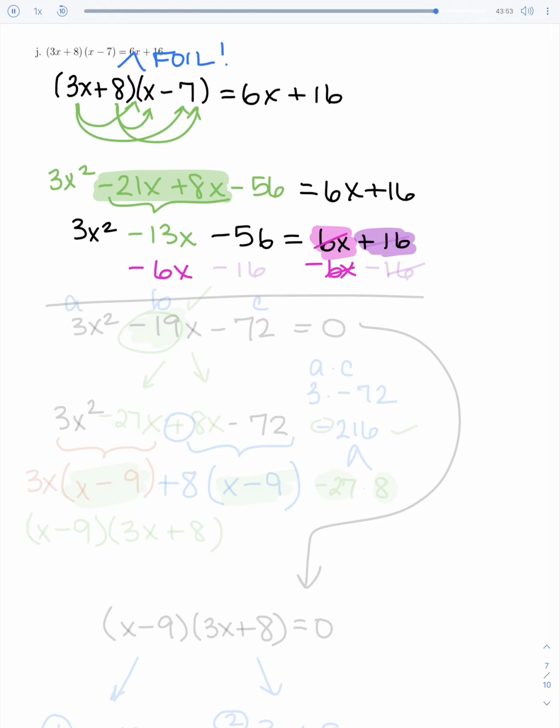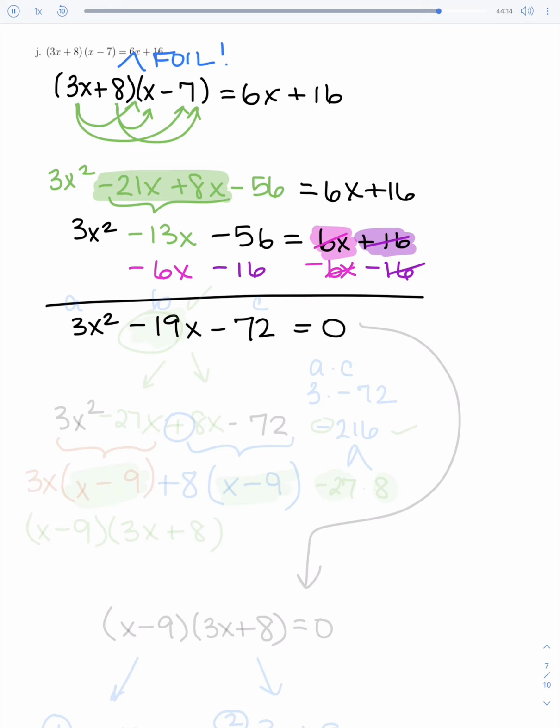And let's see, we've got a positive 16, so yeah, we'll do the opposite. We'll subtract 16 from both sides. And let's see what we've got now. Now we've got 3x squared minus 19x minus 72 equals 0.